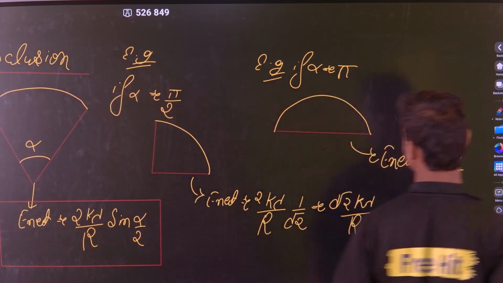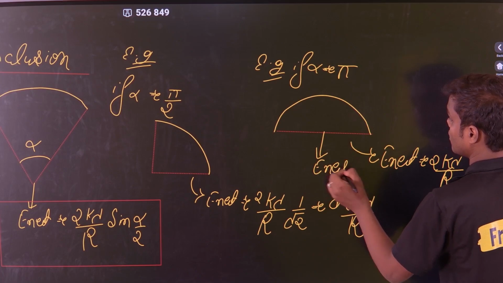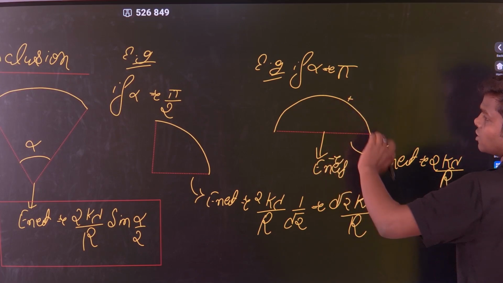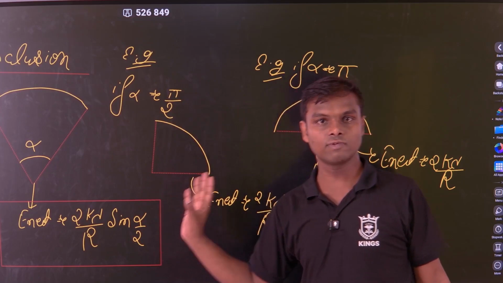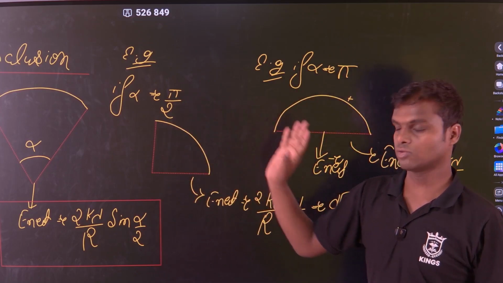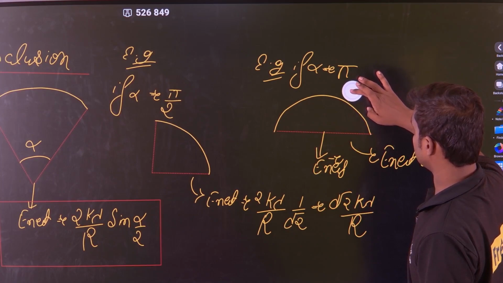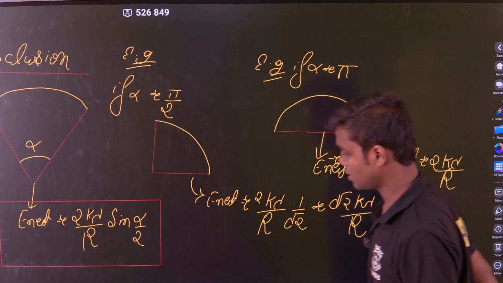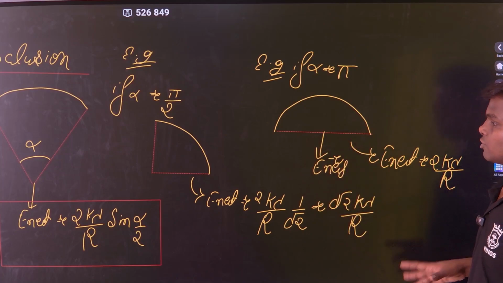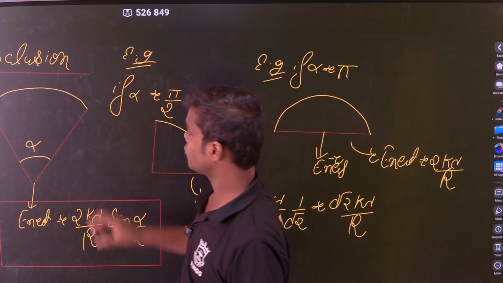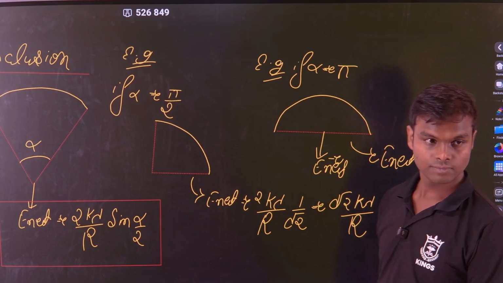And what is the direction? The direction will be in this direction, E net. Remember, we are taking it as a positive charge. For a negative charge, the direction will be opposite, but the magnitude will remain the same. The direction is only opposite. I told you earlier also in the property of electric field lines. Clear? This is the general formula which you have to remember, and this is the conclusion which you have to understand. Clear? Shall we proceed further?